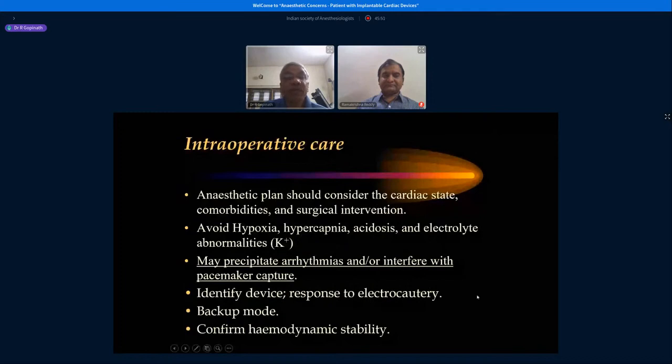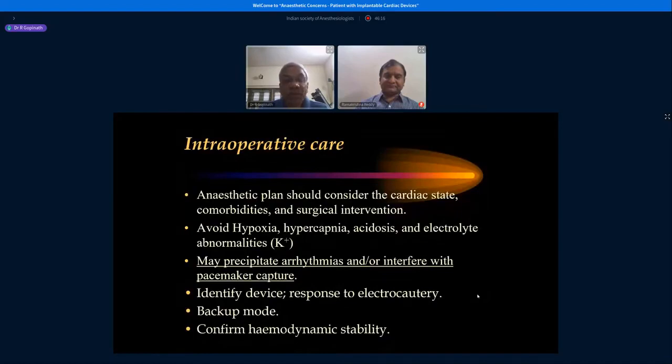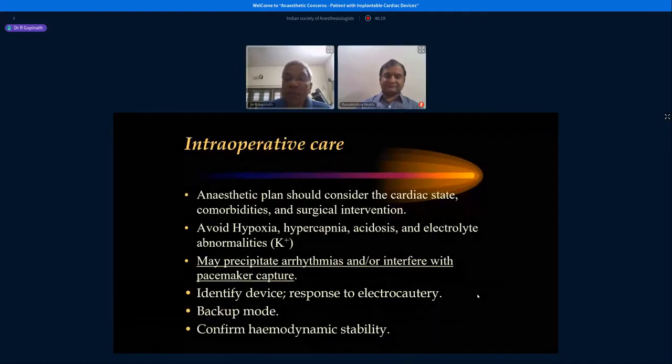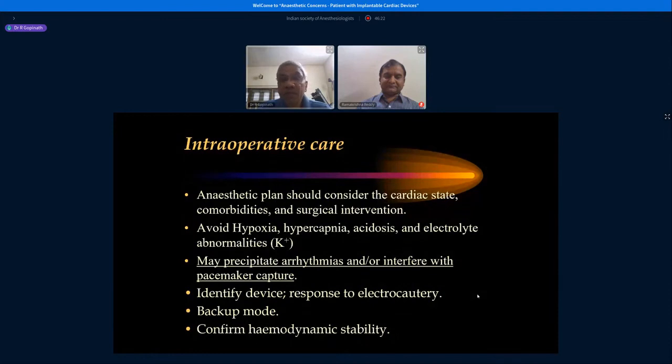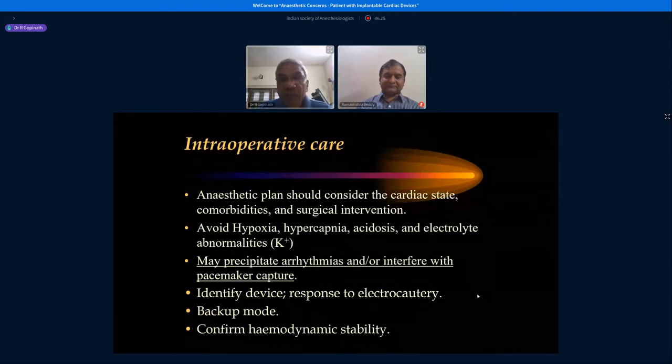Coming to intraoperative care, you should always, like I said, consider the cardiac state, the comorbidities, and what type of surgical intervention is being planned. From our side, anything which can cause a change in electrical polarity or disturbances to the conduction system, namely hypoxia, hypercapnia, acidosis, and electrolyte imbalances, especially potassium, should be avoided, because these may precipitate dysrhythmias and interfere with pacemaker capture. In these conditions, the amount of voltage required to capture might be very high. So you should avoid that.